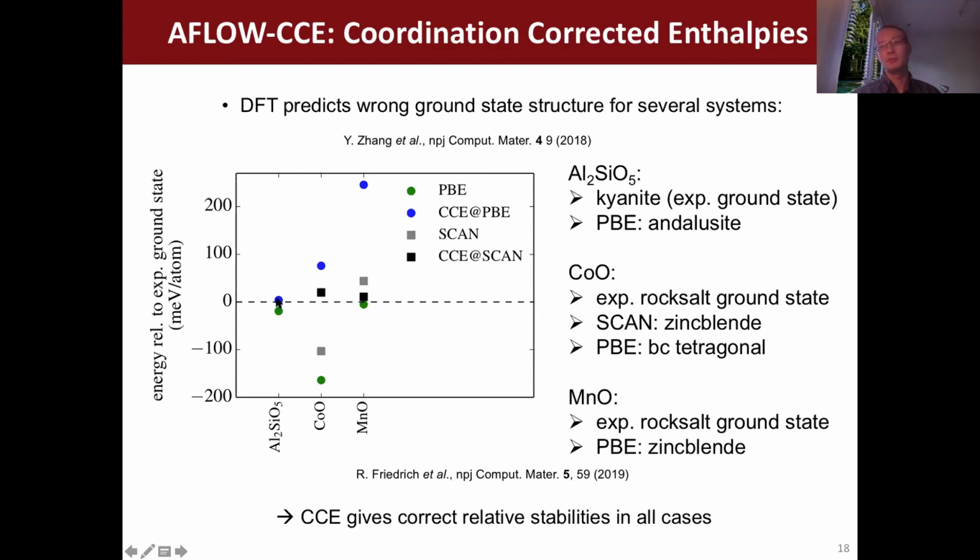And we see something similar for actually much more complicated systems. For cobalt oxide and manganese oxide, let's look at the cobalt oxide case, plain PBE and plain SCAN predict the wrong ground state structure. However, when we correct this, we shift both above the zero line, so we retain the correct relative stability. And this is a very nice feature, I think, of our approach, that we can actually do this.